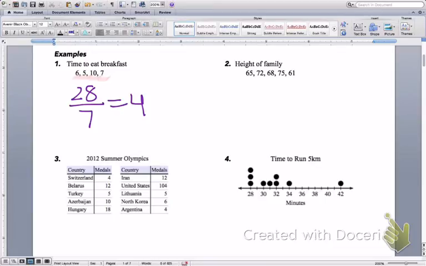Let's look at the next one. Try one more. Here we have the height of family members in inches. Now we're going to add 65, 72, and the rest of the numbers. Once these are added all up, we're going to get 341.